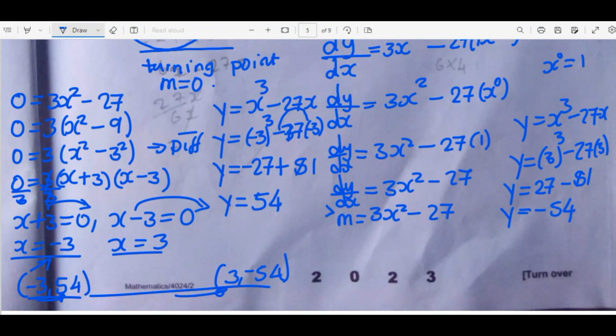Then if the question is not find the coordinates of the turning point, this is the same as find the stationary point. So the first stationary point is negative 3, 54. Then this one is 3, negative 54. The only thing is the one with the highest y value is known as a maximum. Then this one is known as a minimum. So this is what we can say for this video.